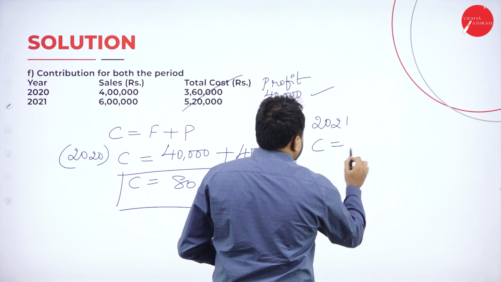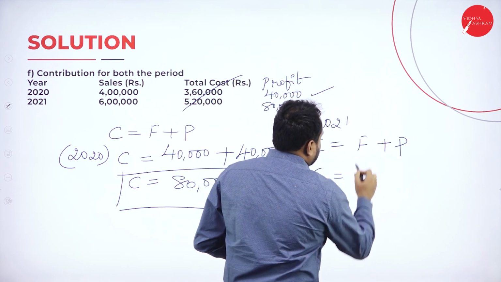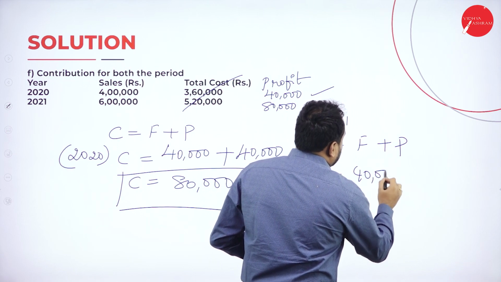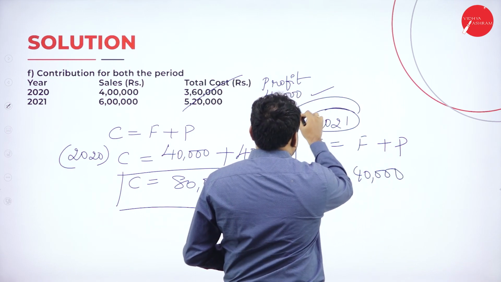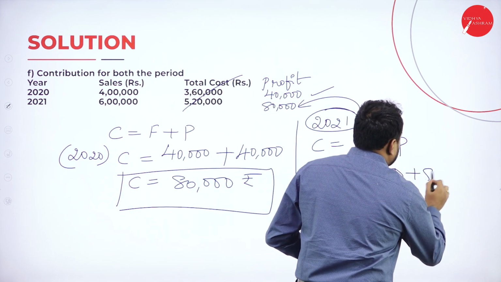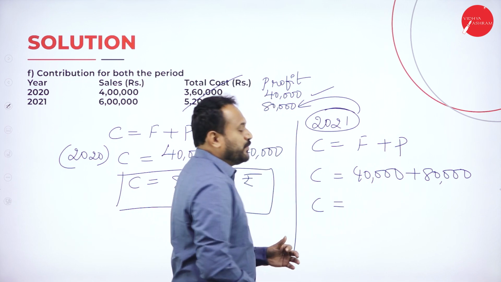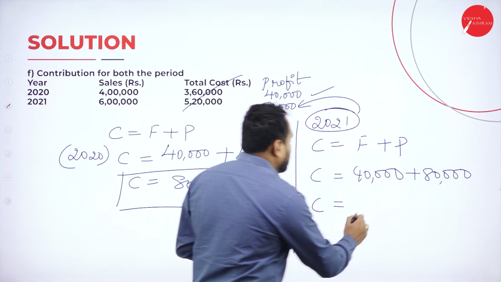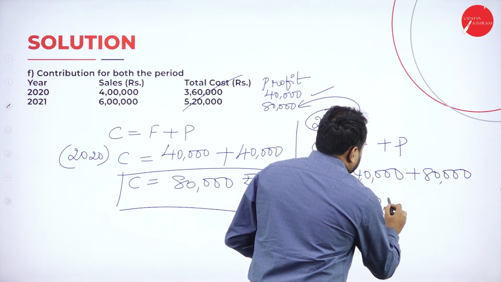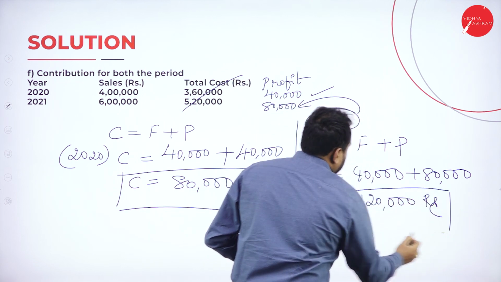The last one is 2021. Contribution is equal to fixed plus profit. Fixed cost is 40,000, and in 2021 we have a profit of 80,000. So 80 plus 40 is how much? Contribution is 1,20,000 rupees. This is what we are supposed to go with.